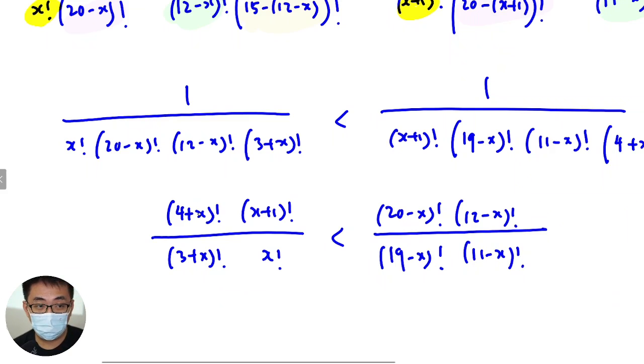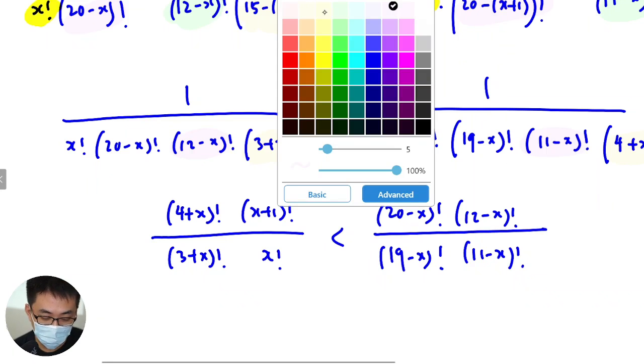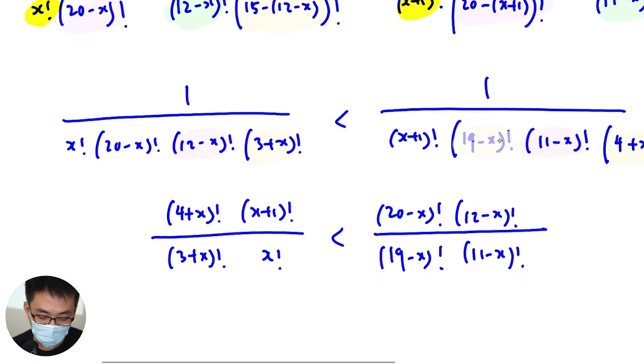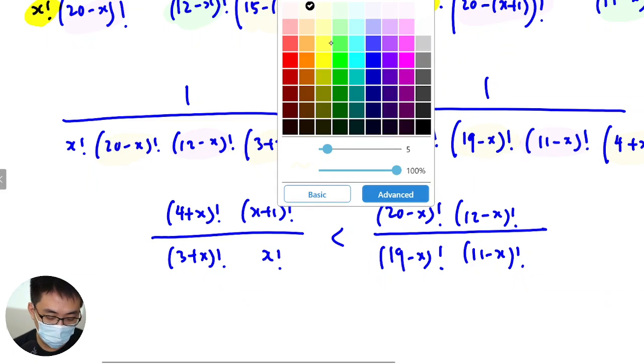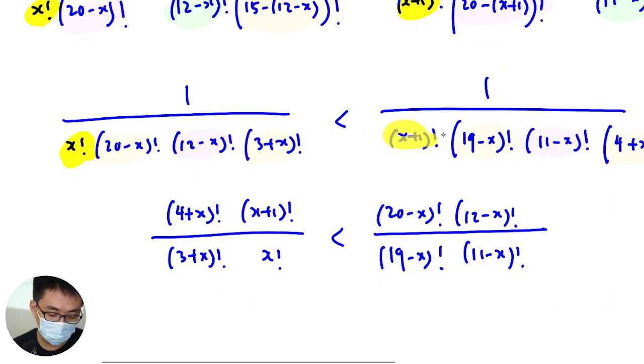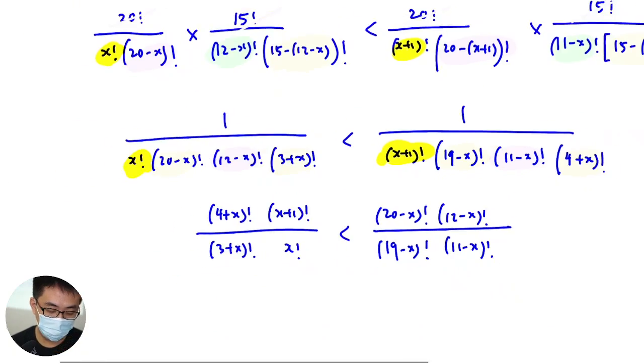So like 4 plus x factorial, 3 plus x, this one, this, and this one. The 4 plus x, I move it on top. Then the 12 minus x and 11. So I move it to the other side because 12 minus x is bigger. Then you have 19 minus x and 12. So 12, 20. Then this one here got x and x. So just arrange accordingly.